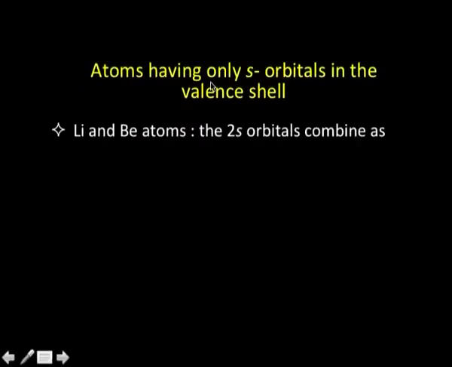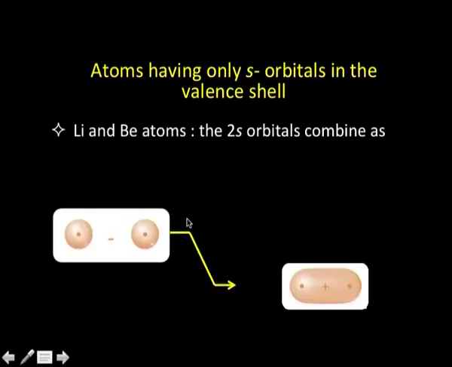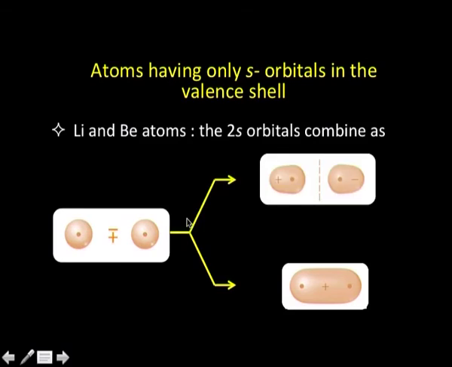Let us go further. When we talk about having only s orbitals in the valence shell, lithium and beryllium qualify, because they are the only ones which have 2s orbitals, and the 2s orbitals of lithium and beryllium will combine as follows. Now, you remember this is a picture very similar to what we had in the case of the hydrogen molecule, where we had the 1s orbitals of 2 hydrogen atoms combining. Now, we have the 2s orbitals of lithium or beryllium combining together. So, the story goes the same way: we get one bonding molecular orbital and one anti-bonding molecular orbital, and the designation will be sigma 2s.